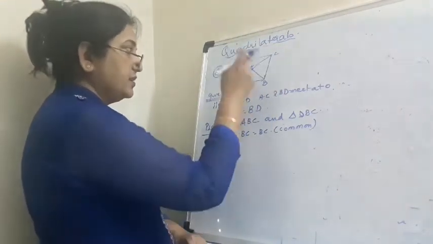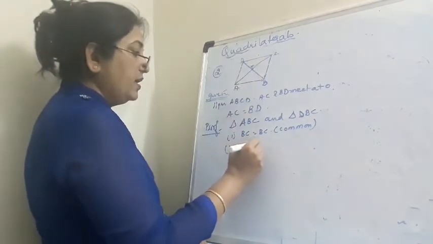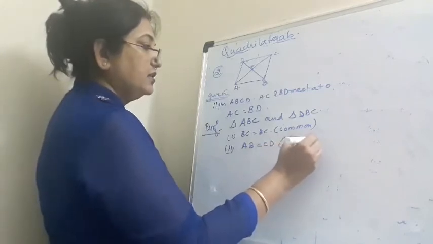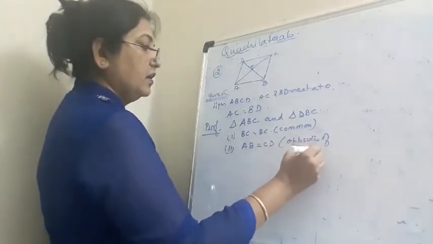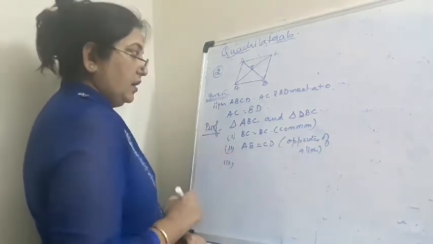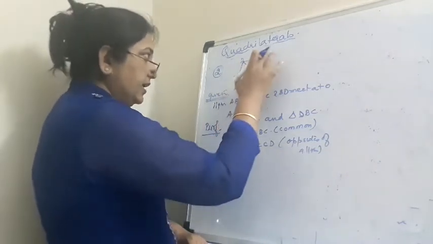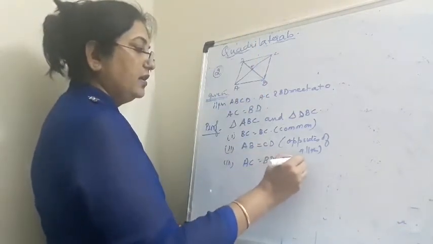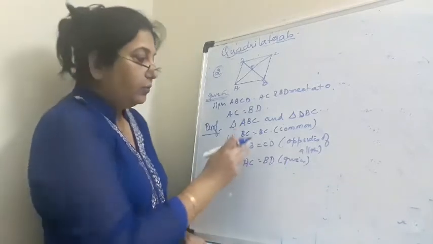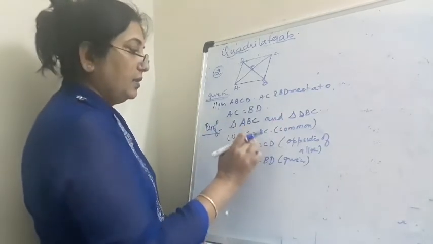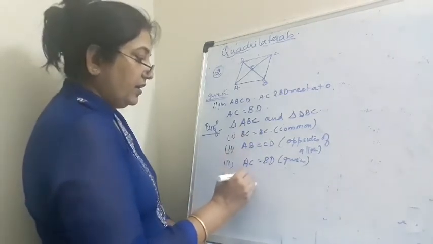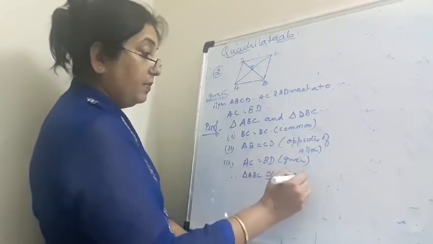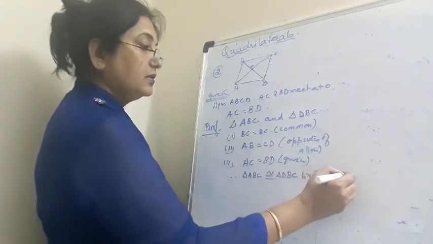Now you know that this is a parallelogram, so AB is equal to CD. Yes, opposite sides of a parallelogram. Yes, number 3. And the third part is AC is equal to BD. And what? This is given, that the diagonals are equal. Now when you see that the three parts of the two triangles are equal, we can now write that triangle ABC is congruent to triangle DBC by SSS congruence.